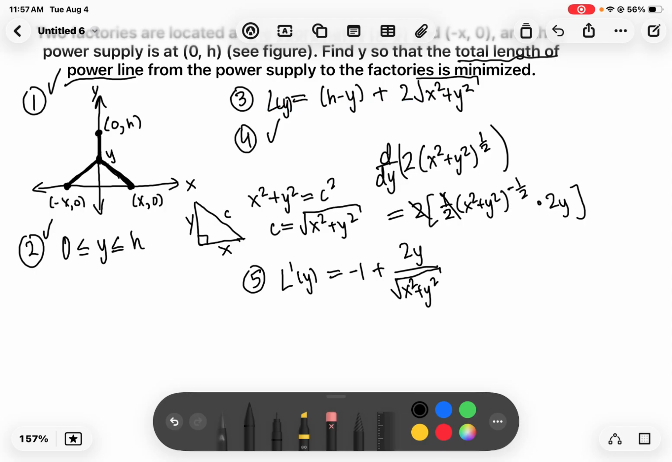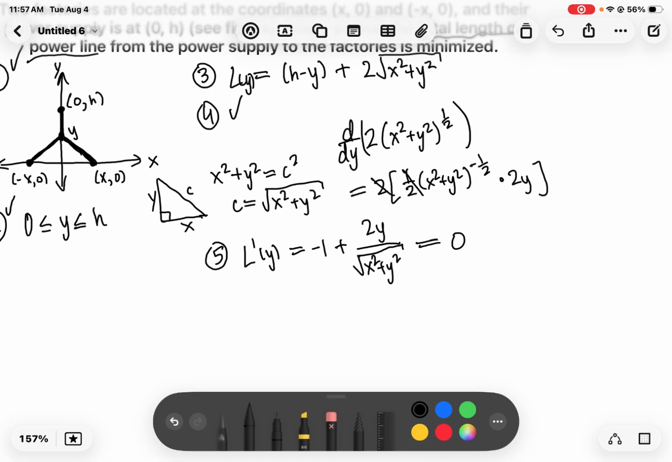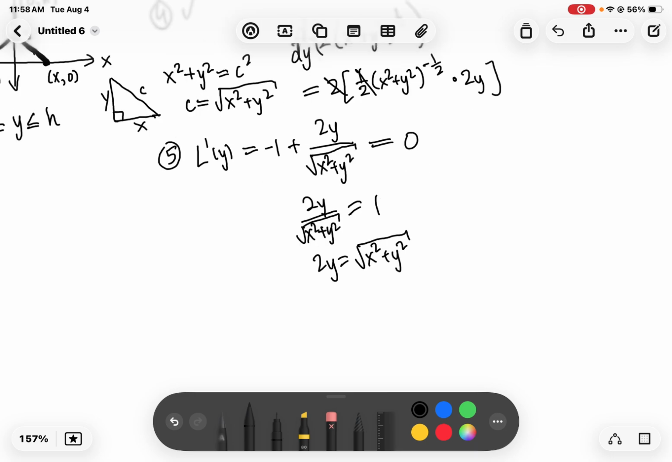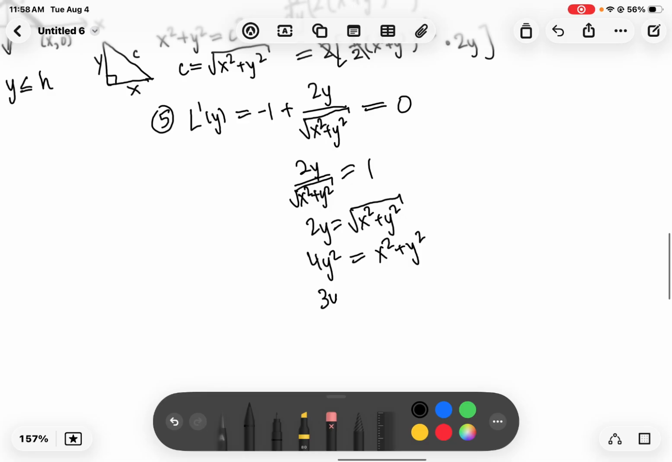All right, good. So we differentiated our function. Now let's set it equal to 0 so we can find our critical points. So we get that 2y over the square root of x squared plus y squared equals 1, right? So that means 2y equals the square root of x squared plus y squared. We square both sides, so we get 4y squared equals x squared plus y squared. Then we get 3y squared equals x squared, and y squared equals x squared over 3.